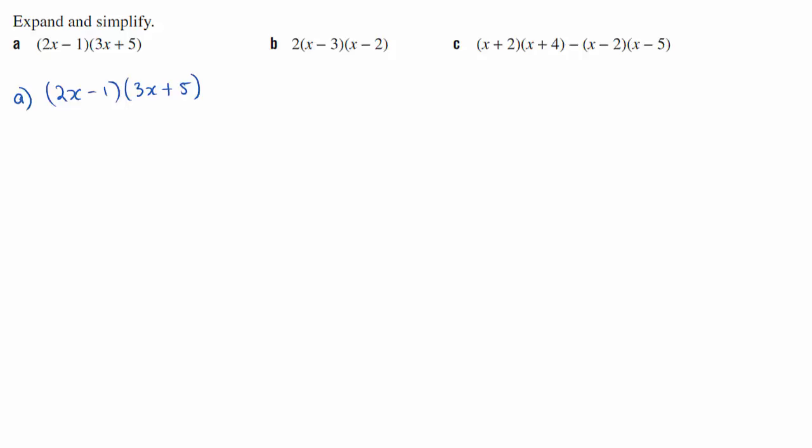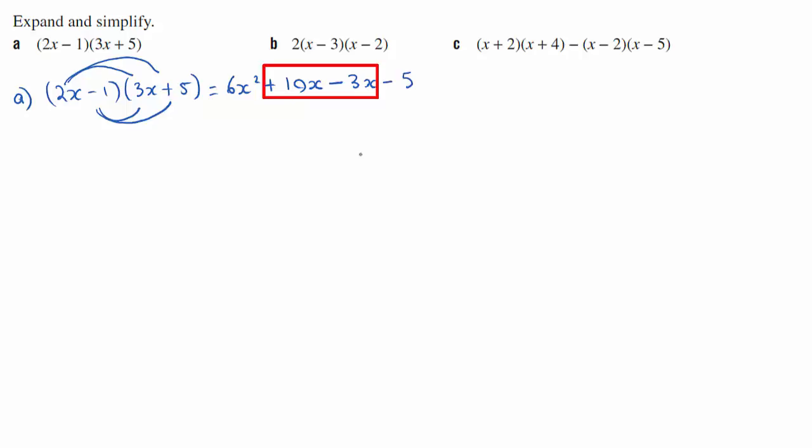Okay, so we're going to start by going 2x times 3x, so that's 6x squared, and then 2x times 5, so that's 10x. Then we have minus 1 times 3x, so that's minus 3x, and then minus 1 times 5 is minus 5. Now let's collect our like terms.